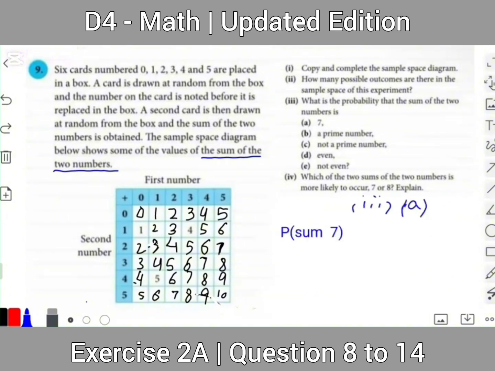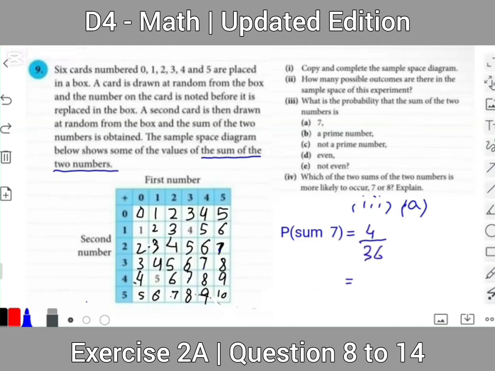Now in part 3, we have to find out the probability that the sum of the two numbers is 7. So for the probability that the sum is 7, we have to see the outcomes in the sample space diagram where the sum of two numbers is 7. So there are 1, 2, 3, and 4. So the number of elements in the event, the number of favorable outcomes, is 4, and divided by the total number of outcomes that we found in the second part, and that was 36.